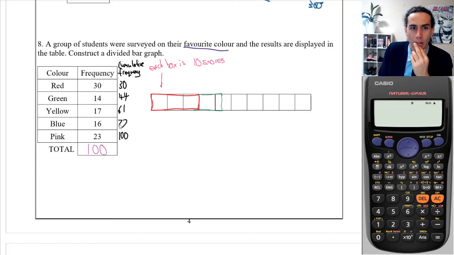Yellow goes up to 61, 2, 3, 4, 5, 6. There we go. Blue, 16. Pink, finish us off with 23.